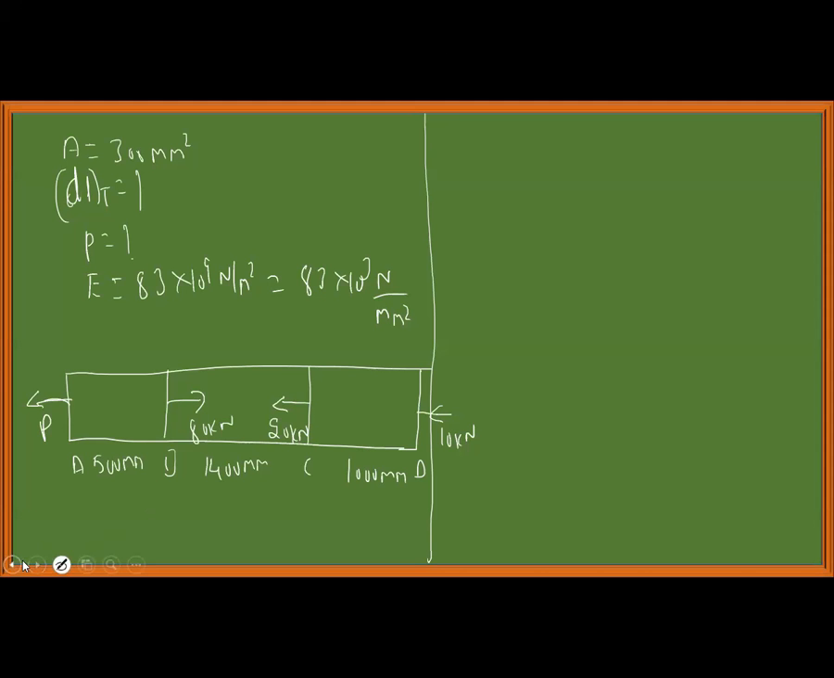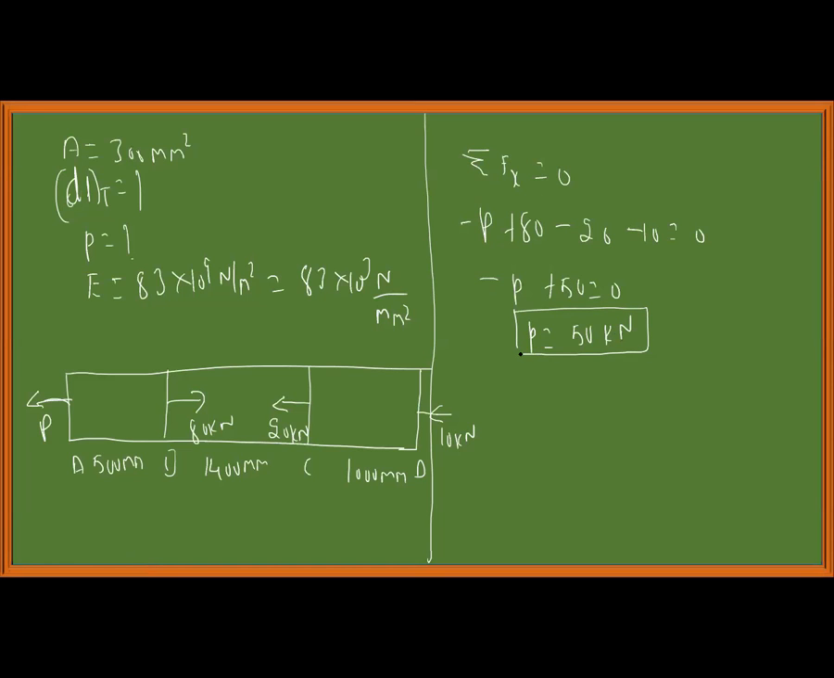Summation of forces in x direction is equal to 0: minus P plus 80 minus 20 minus 10 is equal to 0, so minus P plus 50 is equal to 0. P is equal to how much? 50 kilonewton, right? This is the magnitude of P. P is equal to 50 kilonewton.